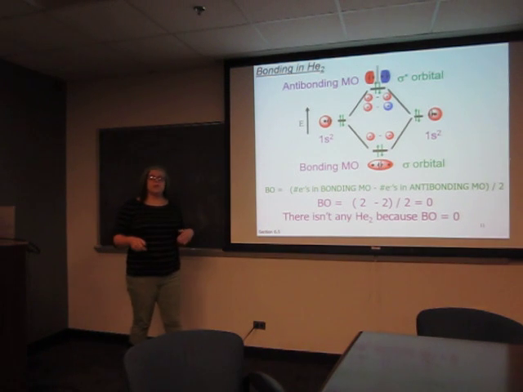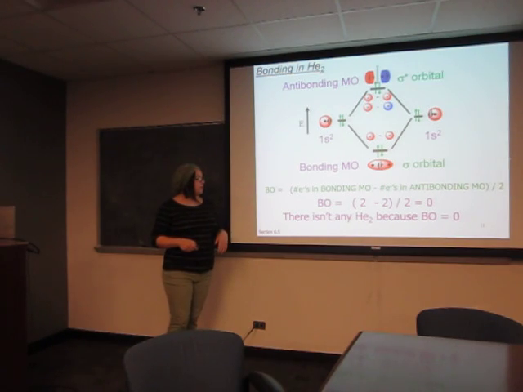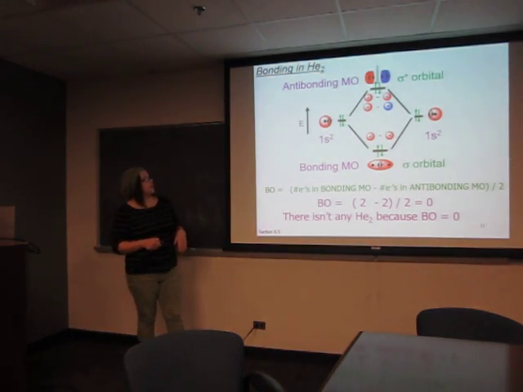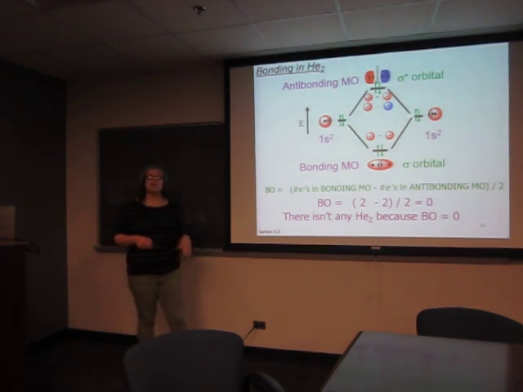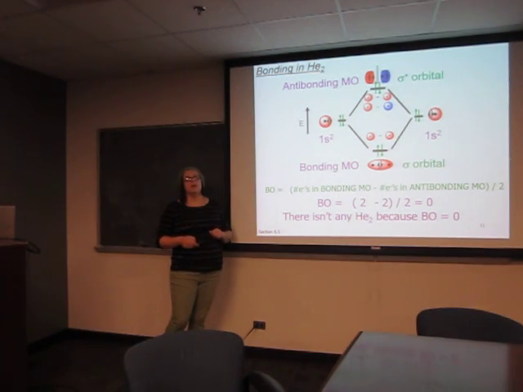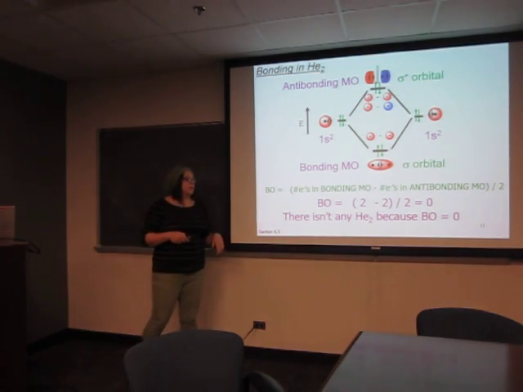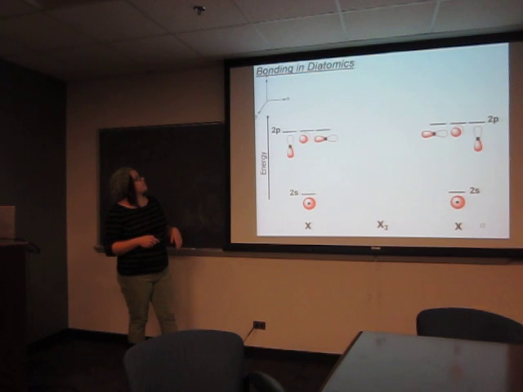If we look at the bond order, this is just going to confirm what we just saw. So for our bond order, we look at our bonding orbital electrons. There are 2 of those here. And then I see 2 that are in anti-bonding orbitals. So 2 minus 2 is going to give us 0. So we're going to get a bond order of 0, and helium does not form a bond.